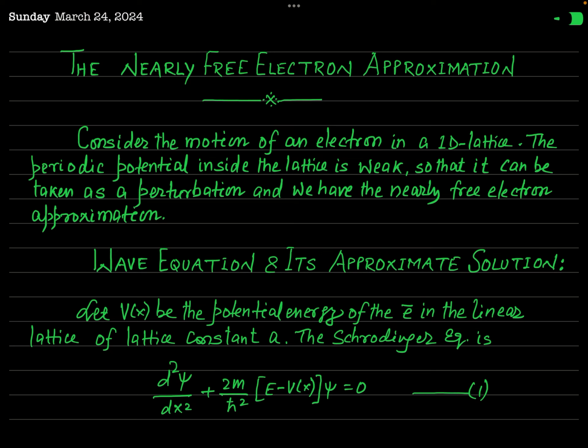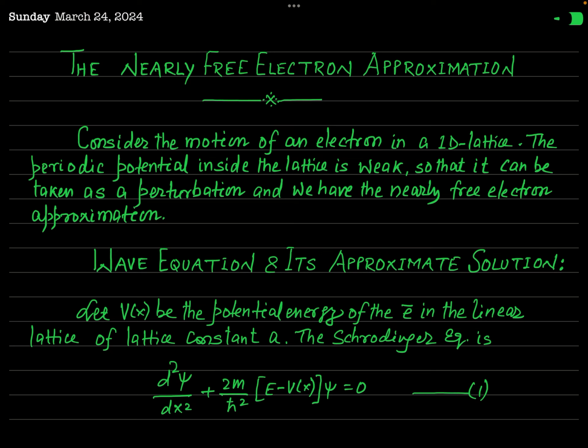In the case of this nearly free electron approximation, the potential under which the electron moves, that periodic potential, is very weak. And as the potential is very weak, we can treat it just as a perturbation. So when the potential is weak and is taken just as a perturbation, the approximate method is known as nearly free electron approximation.